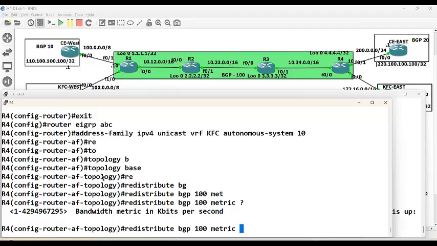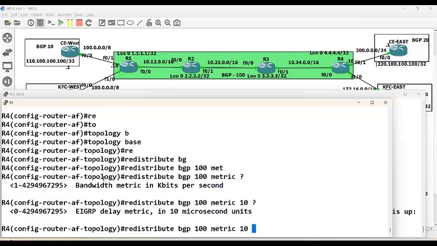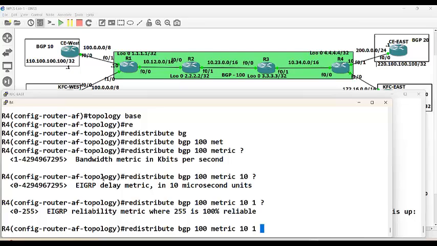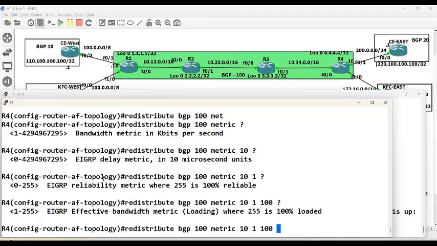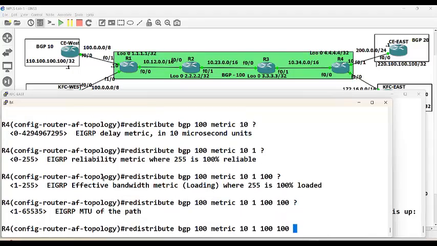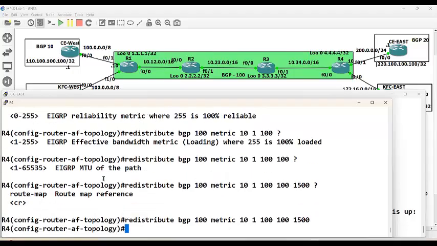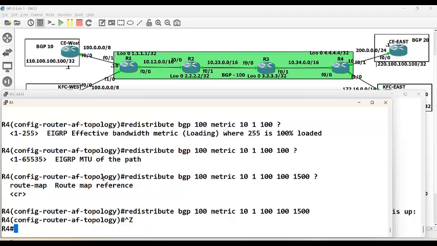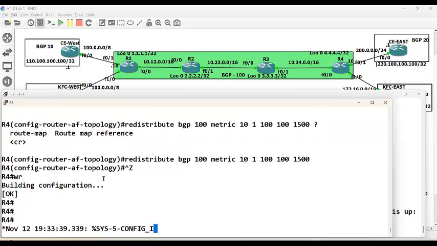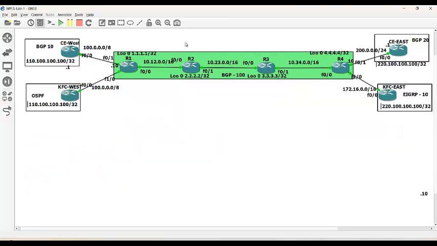bandwidth, I just want to say 10. Delay I want to say 1. Reliability I would like to say 100. And loading I want to say 100. MTU I want to say 1500. Boom. That's all. Now you will be able to ping from west to east.